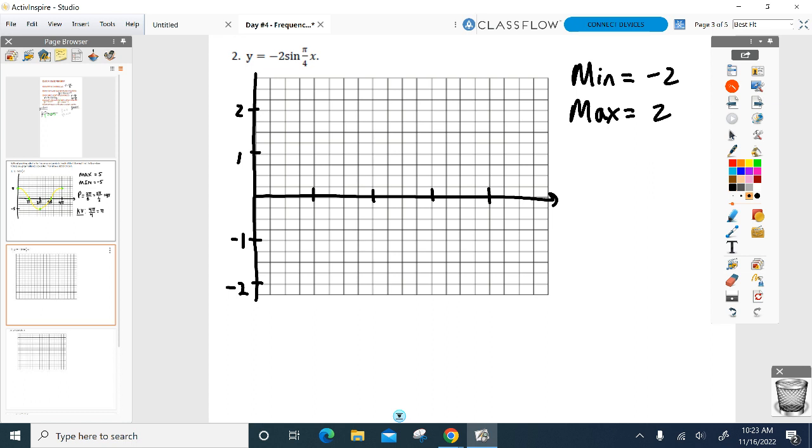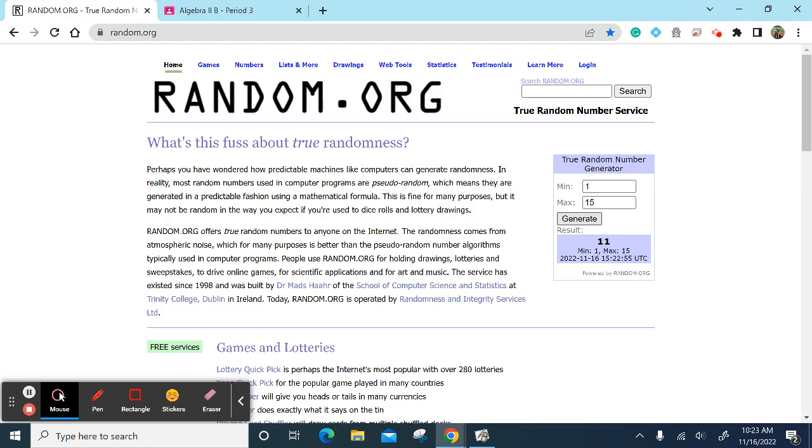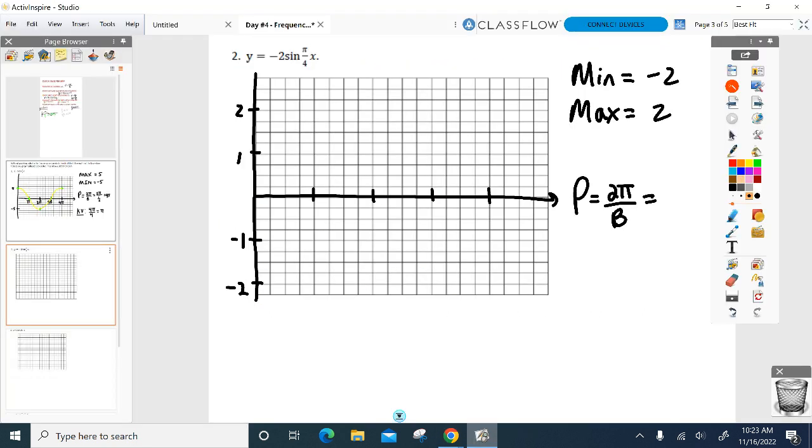Ready for the X axis. Period, 2 pi over B. In that equation, what's your B value? 8. Wait, no. Relax. 2 pi over 4. Good. Pi over 4. Got rattled when your number actually matched the answer, huh? I should have a name for that. It happens often.